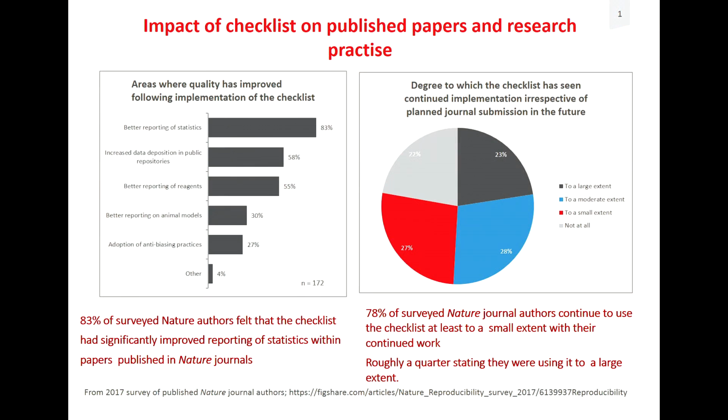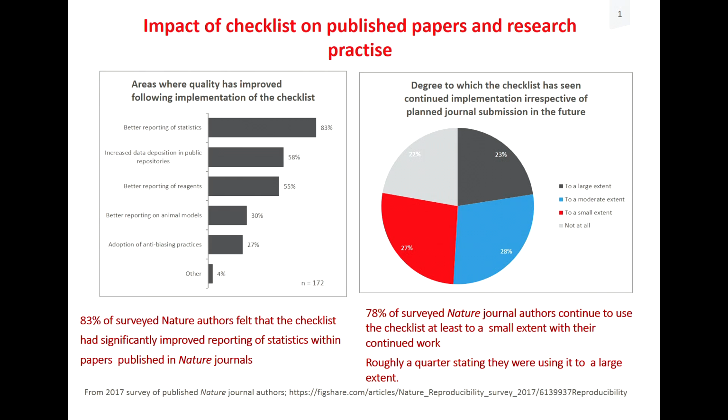So Malcolm is going to talk about the study that he's done looking at the impact of the reporting checklist on published papers in Nature journals. And I'll tell you a little bit about what we've learned about the author perception of the checklist. So this is data from a survey that we ran in 2017 to understand the impact of our reproducibility initiatives. And we were specifically interested in understanding how authors perceived the impact of the reporting checklist. And the findings for us were quite encouraging.